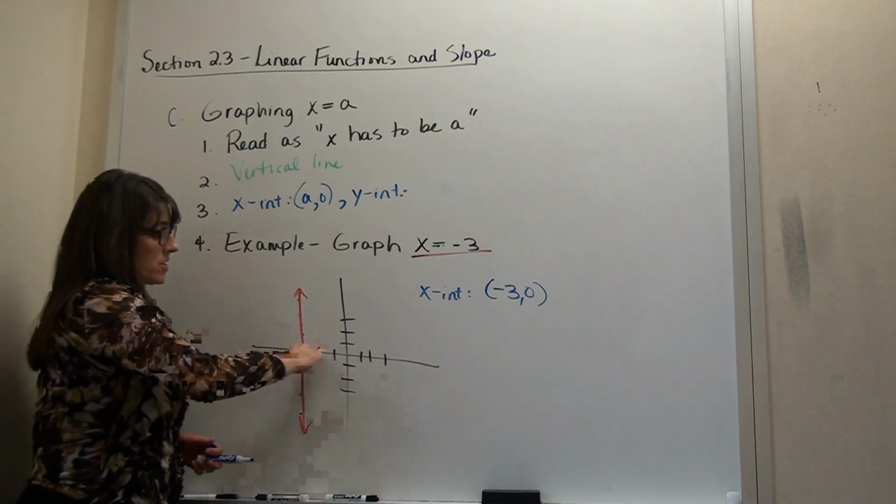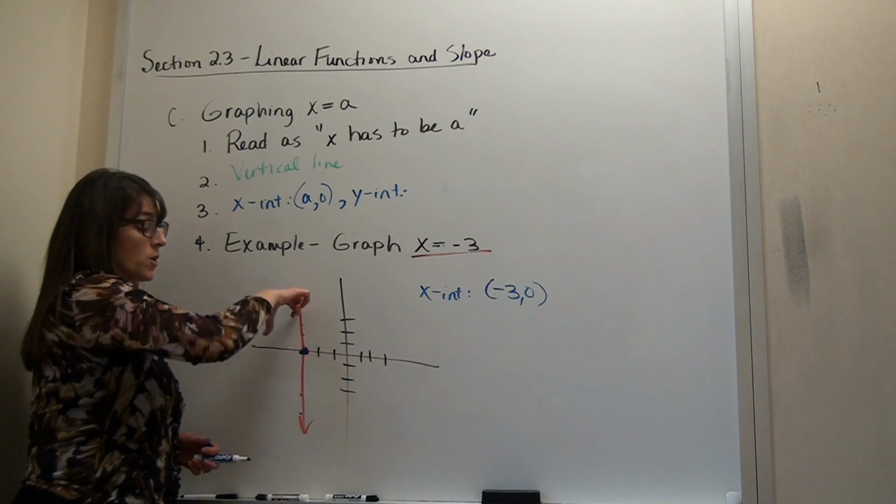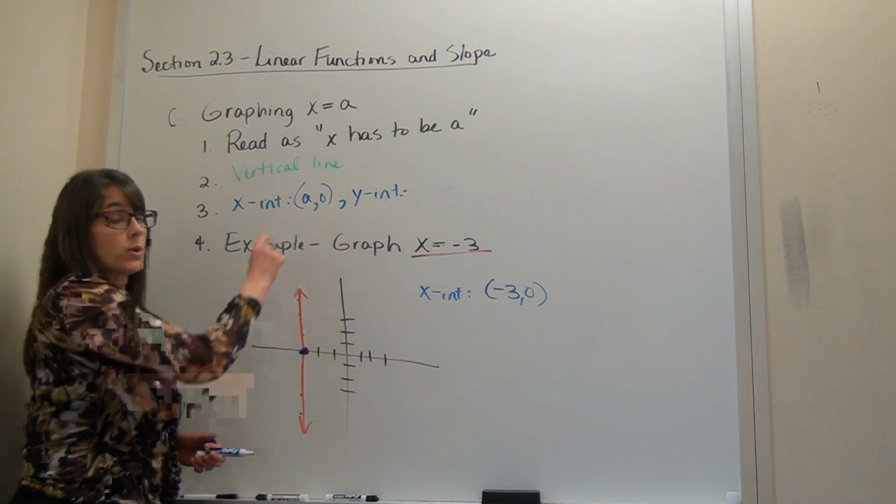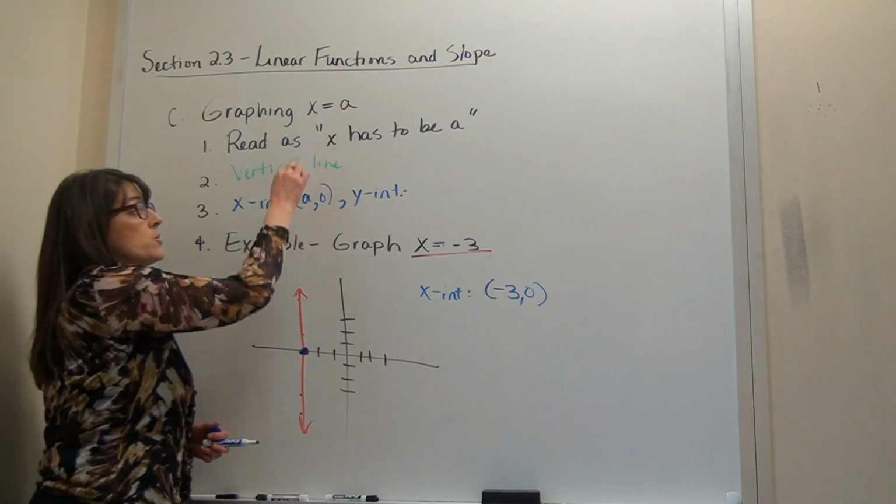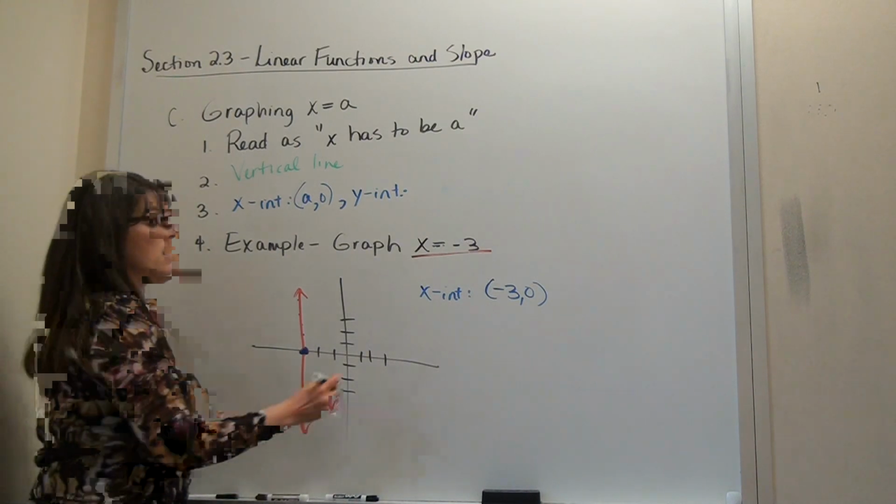Because if it's going to cross this x-axis, then that means that I've got no up or down movement at all. This y-coordinate will always be 0. And then whatever number you see there will always be the x-coordinate for that.